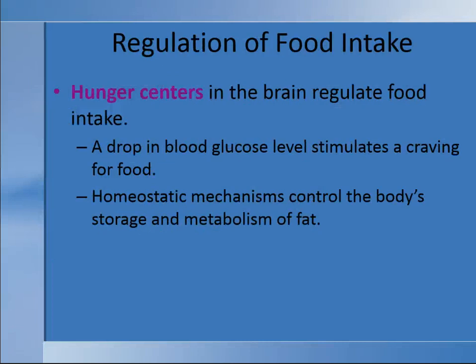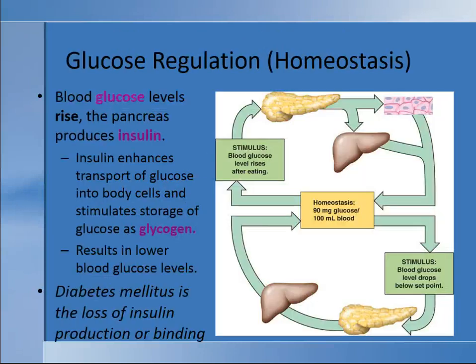So how do you know how much to eat? There are hunger centers in the brain that actually regulate your food intake, and a lot of this is stimulated by your blood sugar level, right? The blood glucose level, and that's why you get hungry and why you stop being hungry. Okay, and glucose regulation is the thing that we're going to focus on. It is another example of homeostasis.